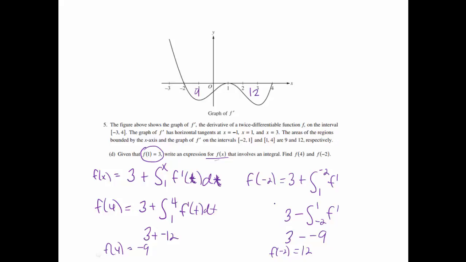All right, this part is worth 3 points. If you have f prime inside of the integral, you get a point. If you were able to write the entire expression, you'd get a point. Yours might look a little bit different, that would be okay. And then if you were able to find both f of 4 and f of negative 2, you got your 3rd point on that one.